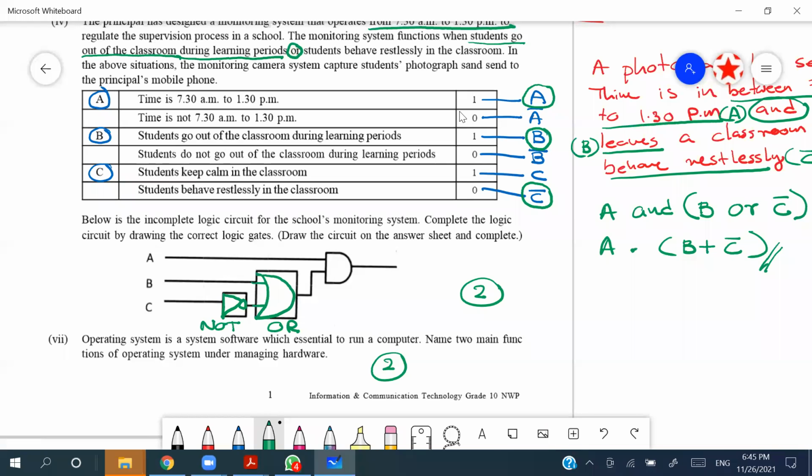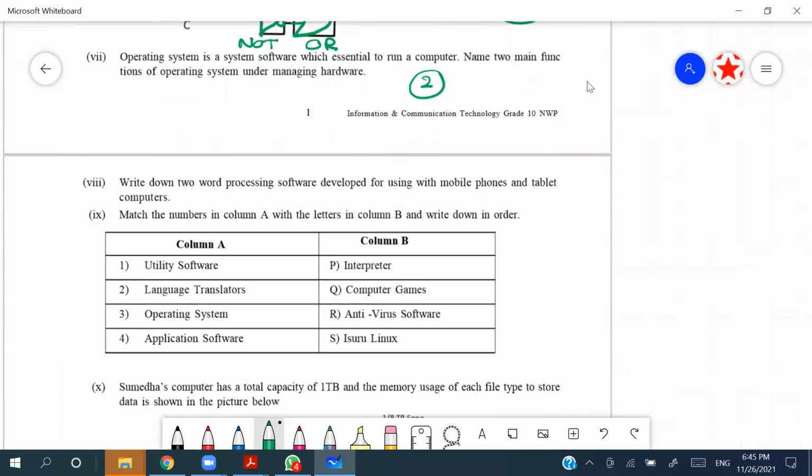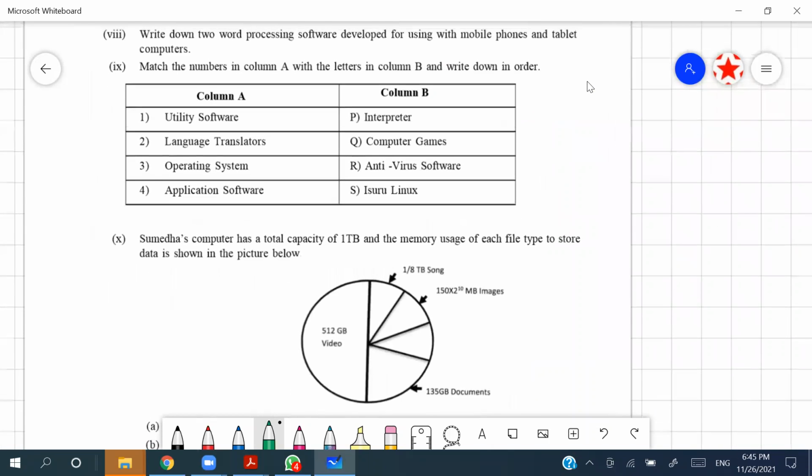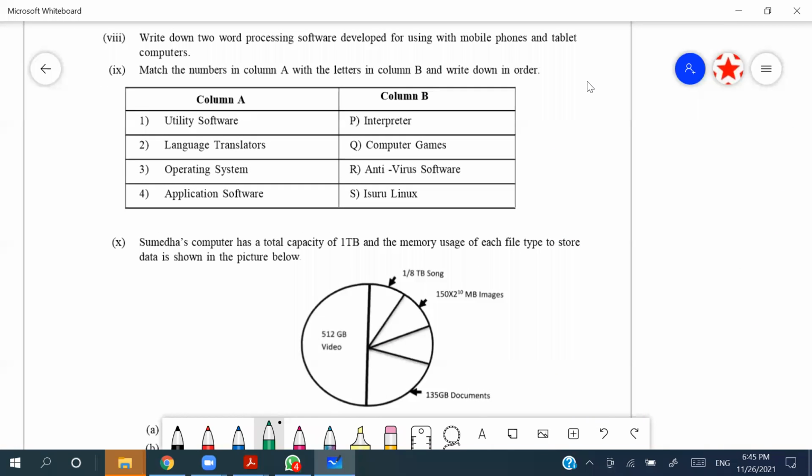Okay, people, is it clear so far? Right. Okay, so here we go to the rest of the things. So you may try the 8th, 9th, and the 10th. I'll give you 6 minutes. So it's 6:45. I'll do this by 6:51, or rather 52. So give it a try.